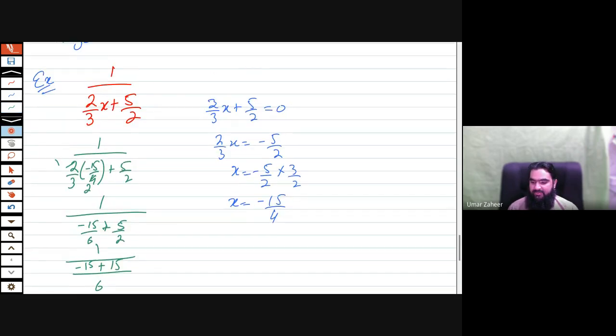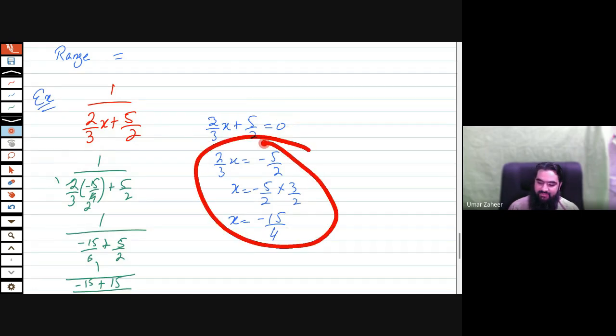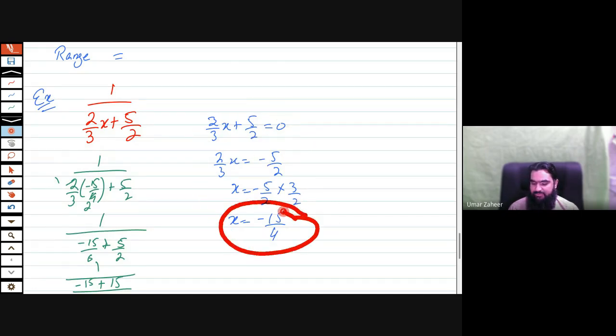So I'm just going to give you the hint. How you can find it? Just take the denominator equal to 0. So you will get the value at which the given function is undefined. Clear? Clear.